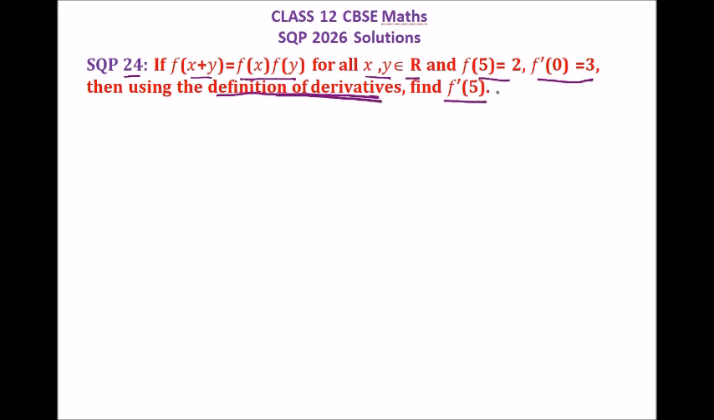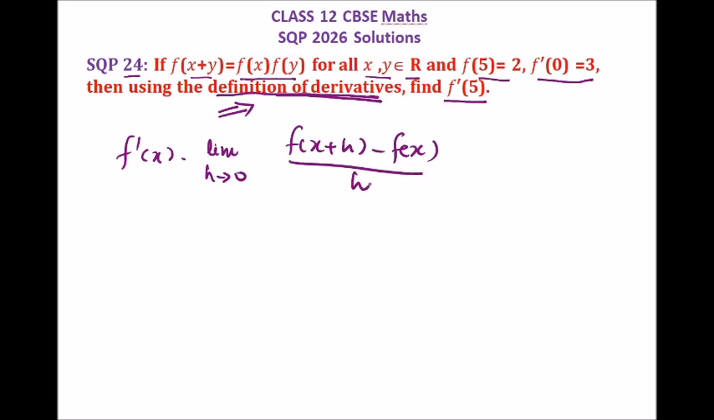Here the question says using the definition of derivatives. It means using the formula f dash x is equal to limit h tends to 0 f of x plus h minus f of x divided by h. Using this formula, we will solve this question. Here we are going to put x is equal to 5.